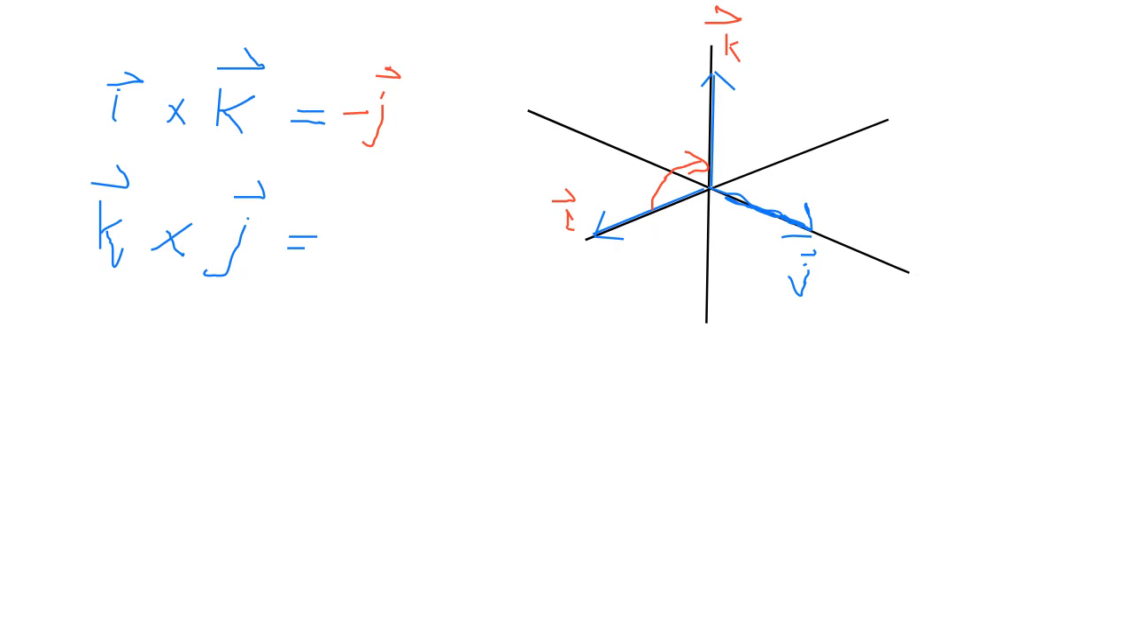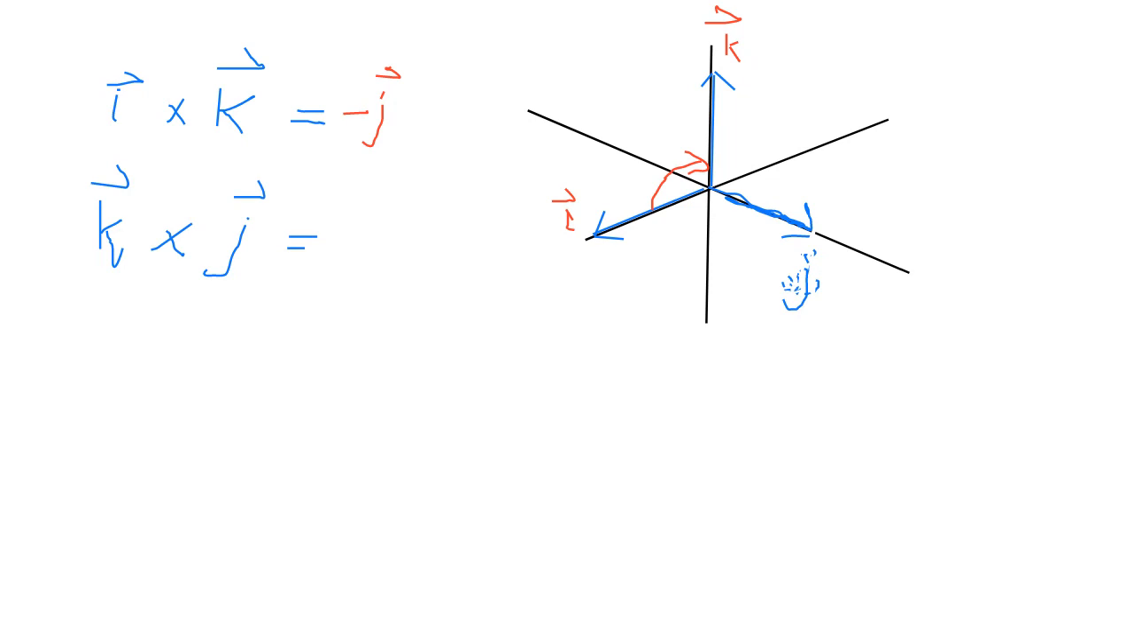Let's see. Ellie says it's I. K cross J. This is J. Hold on. I can draw that a lot better than that. Come on. Yeah, I was thinking negative I. That's right.